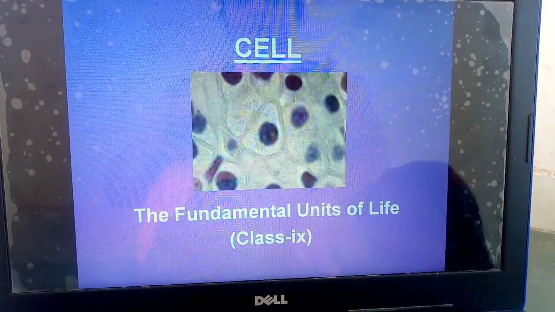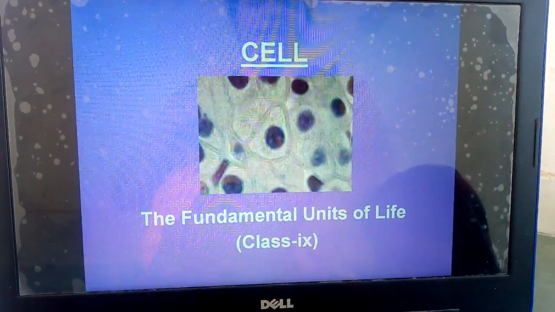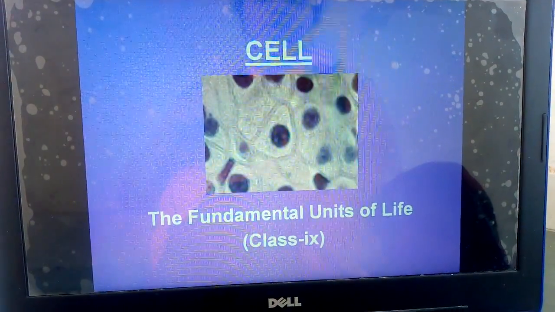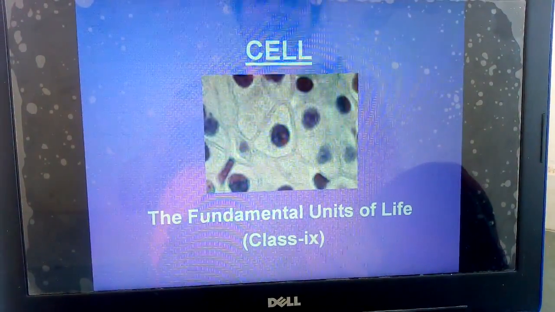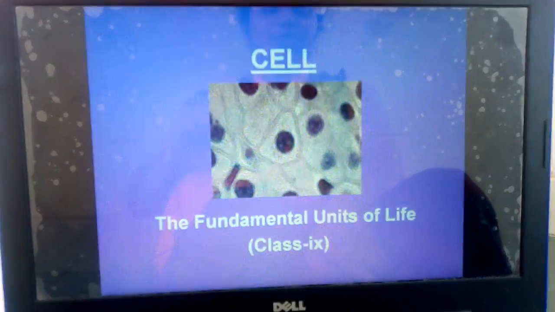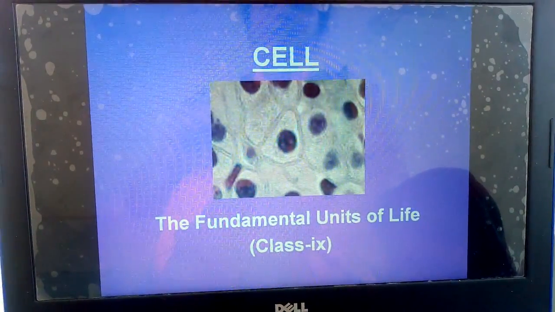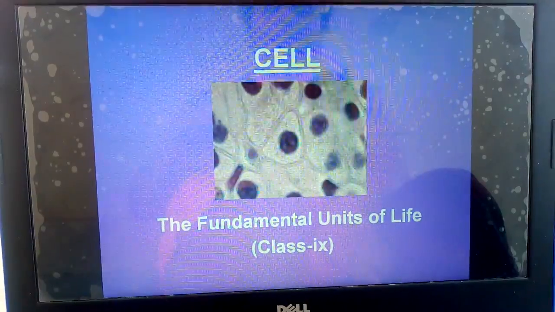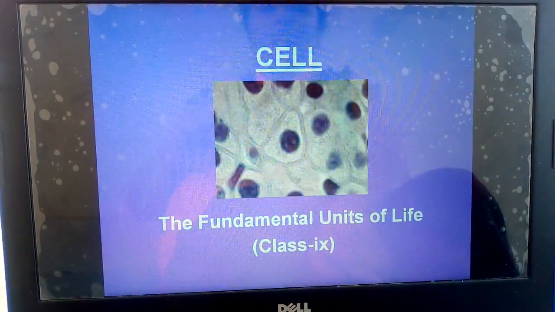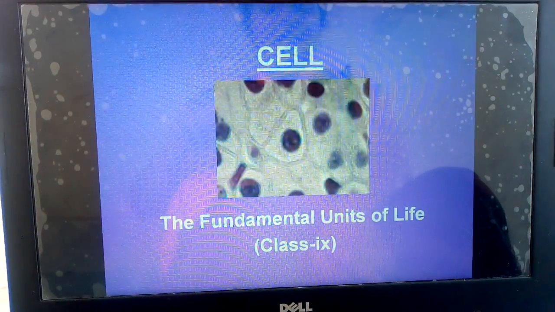Good morning, girls. Today we will discuss the cell. So far we have studied the cell in class 8, right? We know that the cell is called the basic, fundamental, structural and functional unit of life. Why is the cell called the basic or fundamental unit of life? Because each and every living organism on the earth is made up of cells.